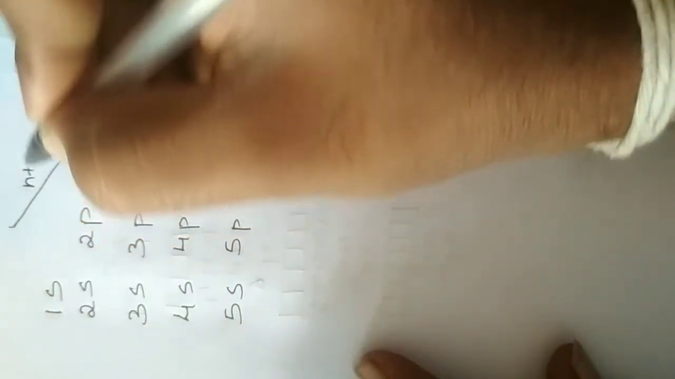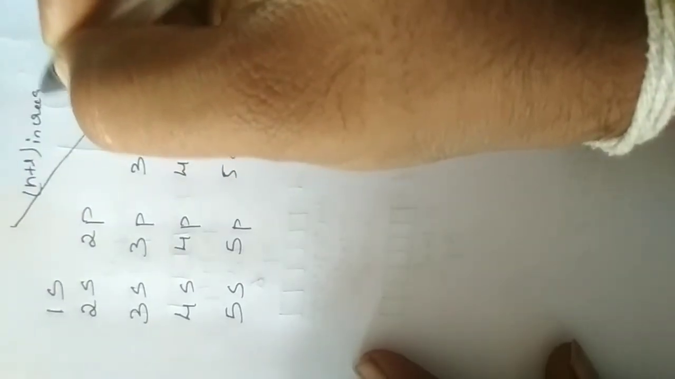You see, if you write first 1s, then 2s, 2p, then 3s, 3p, 3d, then 4s, 4p, 4d, 4f, 5s, 5p, 5d, 5f. It must be increasing, the n plus l value must be increasing.